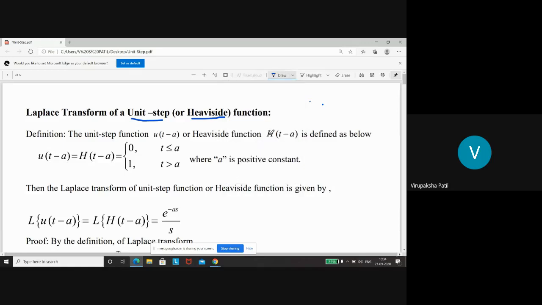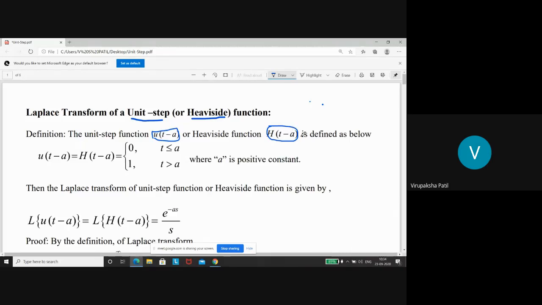Then we'll move forward. I think sir has covered this. Still, I want to revise this. See, the unit step function is denoted by u of t minus a, and it is also called the Heaviside function. It can also be represented as h of t minus a. Both are one and the same, so nothing to worry about. If it is given as h of t minus a or u of t minus a, there is no difference.